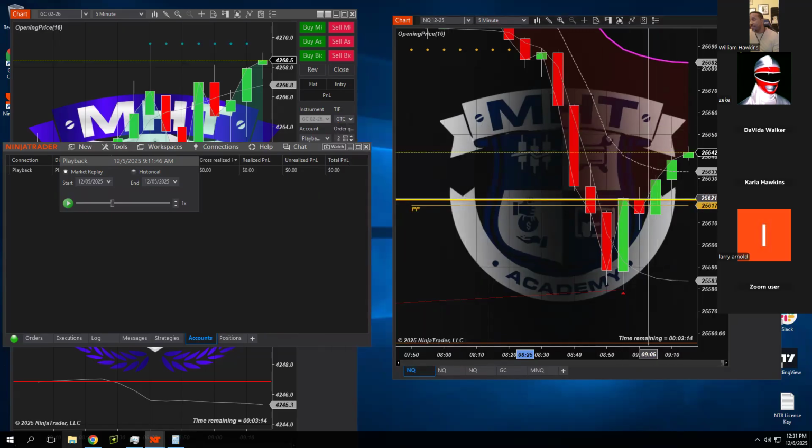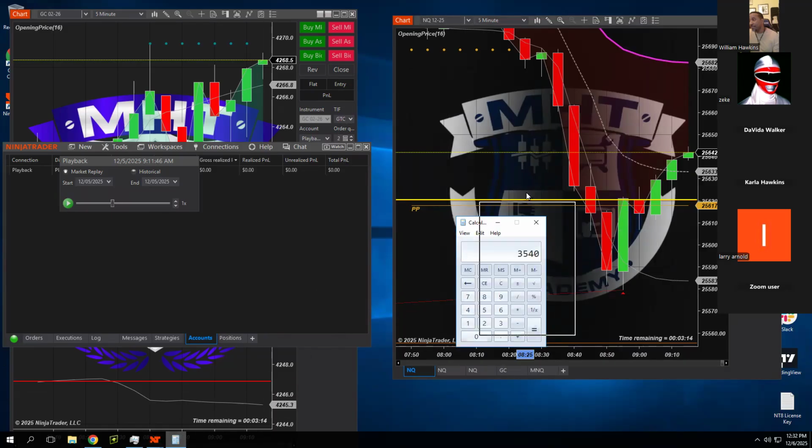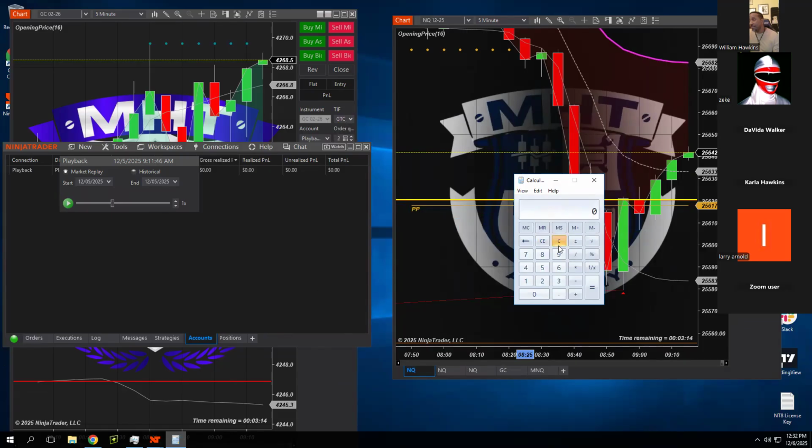And look, what was that level? That level was 620, 620 down to 606. Let's do the math on that. All right, 620 minus 606. That was 14 points.